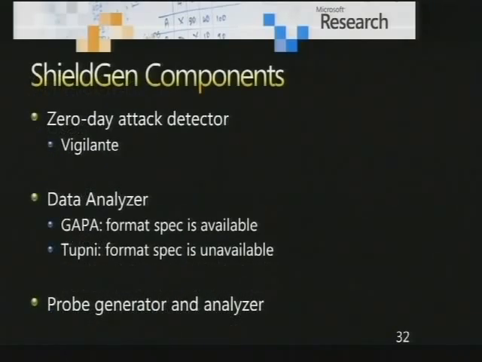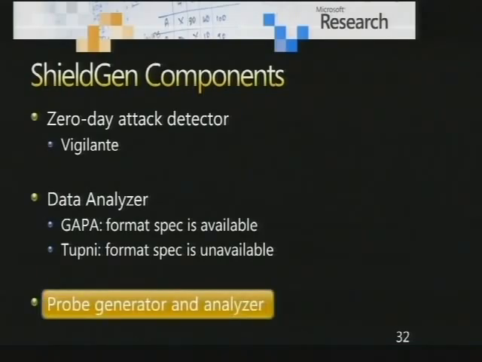So for the zero-day attack detector in ShieldGen, we use Vigilante, and for the data analyzer, if the format spec is available, we'll just use GAPA. If the format spec is unavailable, we can use Tupni to reverse engineer the format of the attack instance. And next, I will focus on this probe generator and analyzer.